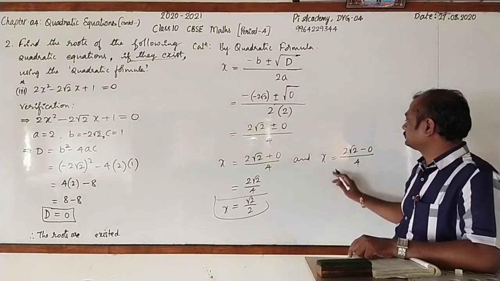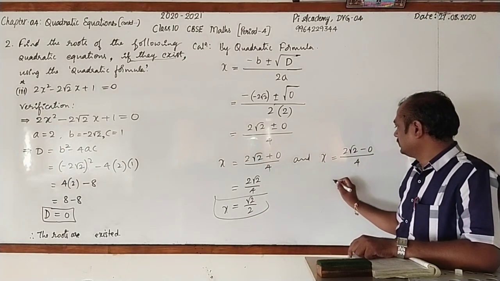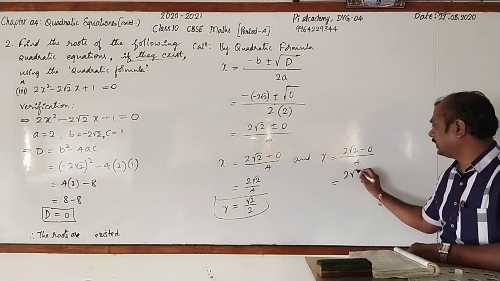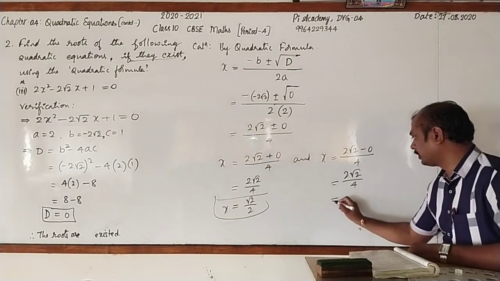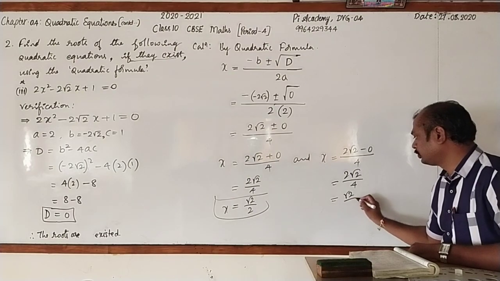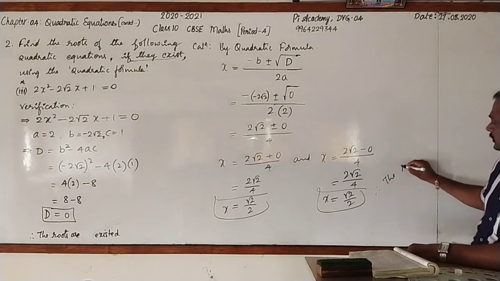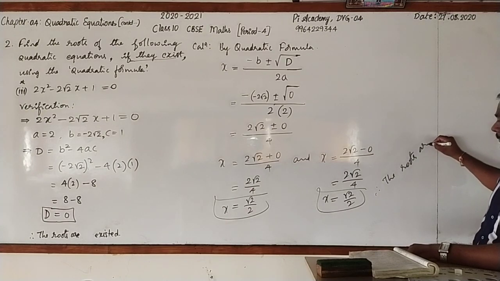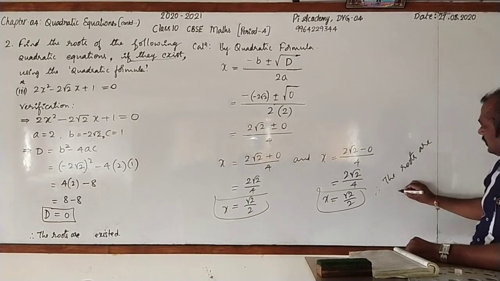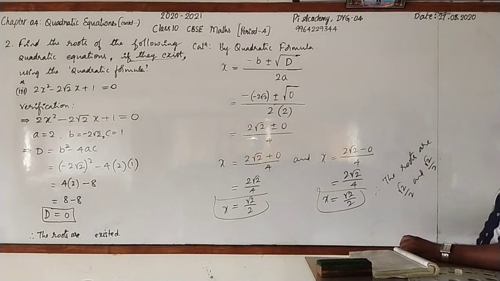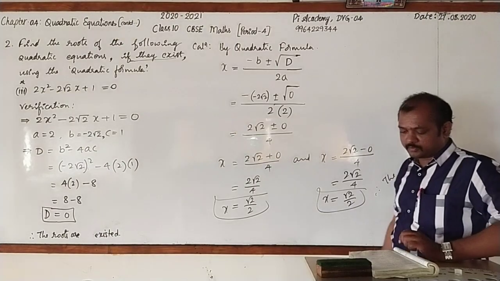Then it is 2 root 2 minus 0. It is again 2 root 2 divided by 4. Cancel this. Root 2 by 2. So therefore, the roots are equal roots. Root 2 by 2 and root 2 by 2. Did you understand? Yes, please go for writing.